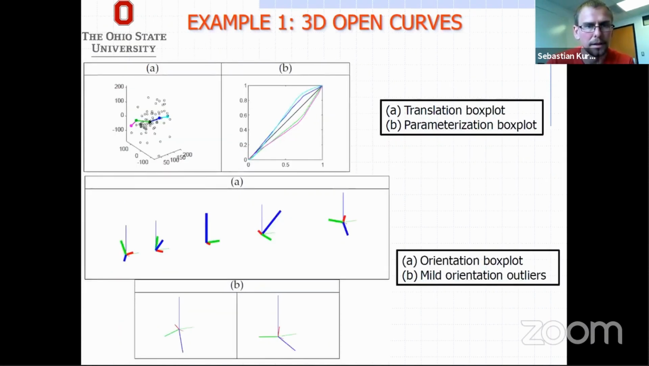Here are the other box plots. This is the translation box plot. In this case, translation is not very important. In some other data scenarios, translation might be important, and so we would want to look at this. Here's the parameterization box plot. So again, we see variation where we go faster and then slower along the curve versus slower and then faster. And so again, intuitive given the data that we have. And then finally, we have the orientation box plot, and again, we flagged a couple mild orientation outliers.